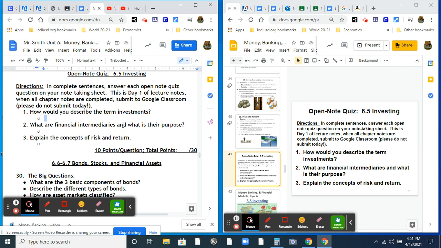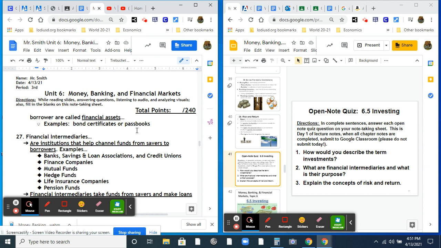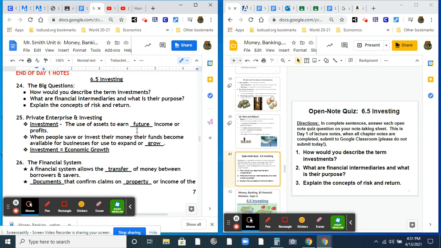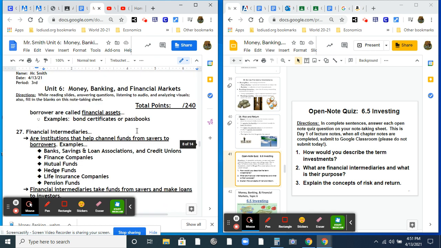What are the financial intermediaries and what is their purpose? Financial intermediaries are those that work to get the money from the savers. Financial intermediaries take money from savers and they get it to the borrowers through savings and loans, hedge funds, mutual funds, etc.